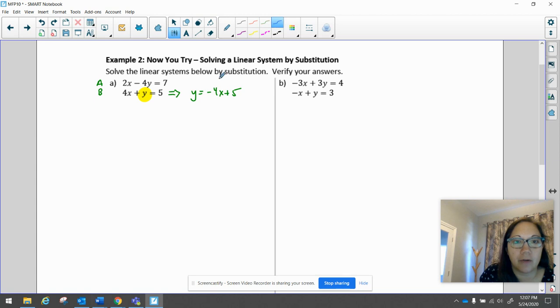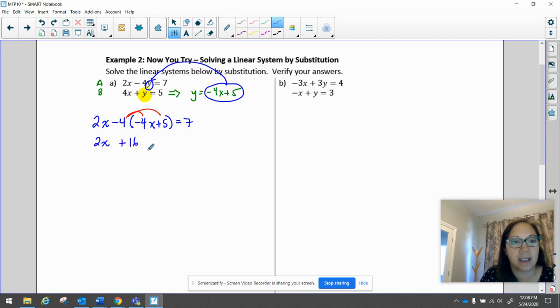Now what I'm going to do is take this value of y, and I'm going to substitute it in to this y here. So my next line of work will say 2x minus 4, and then in brackets, times negative 4x plus 5. So when you're substituting, use brackets. Okay, that also shows us here we're going to distribute this -4, so we want to be careful. I'm going to copy the 2x. -4 times -4 is positive 16x, and then I have -4 times 5, which is -20, and that is equal to 7.